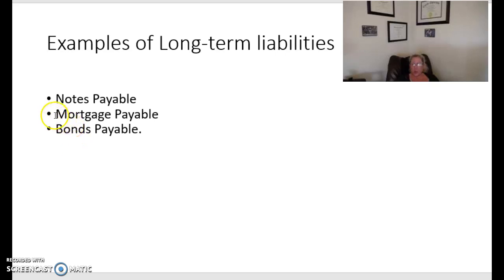And then, of course, mortgage payable. That would be something like, we all have house mortgages, so a business might have a building that they have a mortgage on or land that they have a mortgage on, and that's going to be 20, 30 years to be paid off. So that is definitely long-term in nature. And bonds are typically long-term in nature. They can be 5-year, 10-year, 20-year, 30-year bonds.